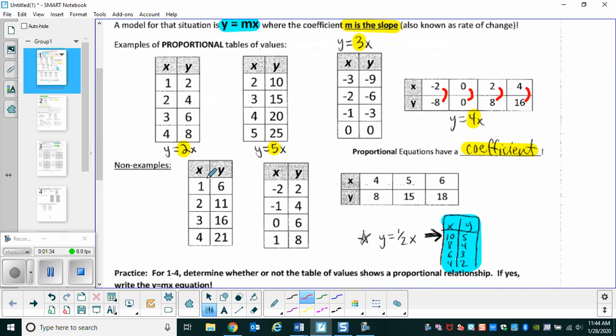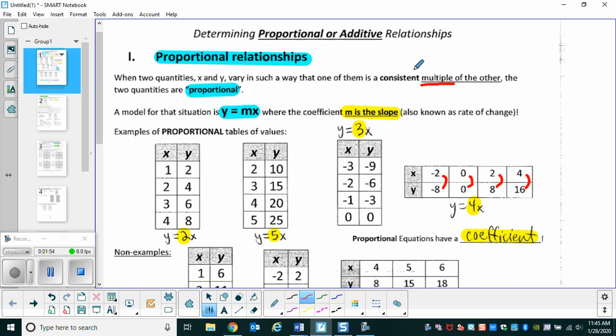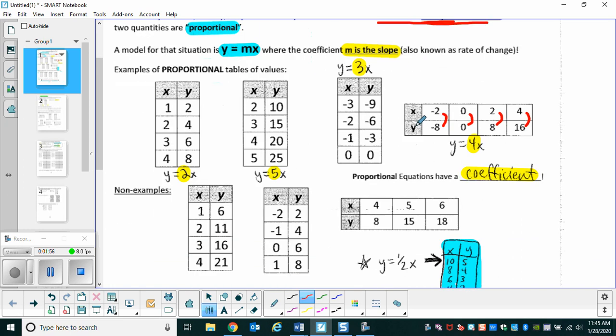With this one, for example, you can see that if we do 1 times 6, it would be 6, and then 2 times 6, you're expecting a 12. So that's how you know this is not proportional. For this one, if you do 1 times 8, that would be times 8. But then if you do negative 1 times 8, you'd expect a negative 8 here. So you can see you're not multiplying by the consistent multiple of each other.